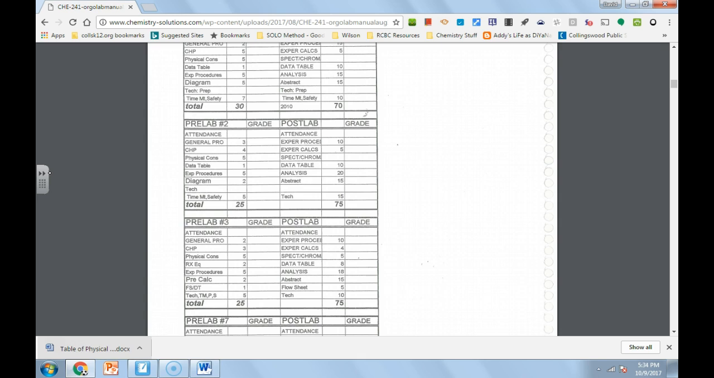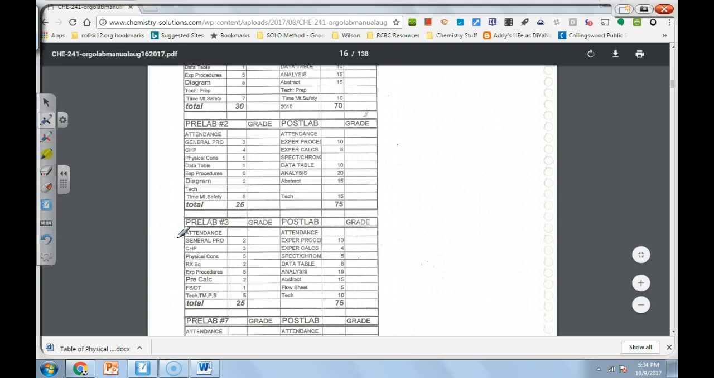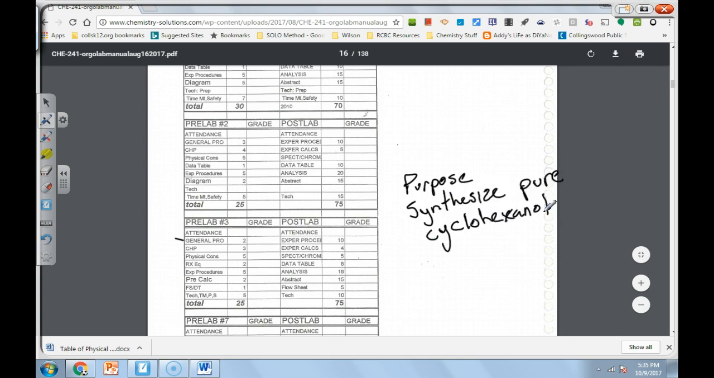Okay, so the first thing that I want to modify based on what we have already seen in the previous 2 labs is this guy when we're writing our purpose. The purpose of this lab, experiment 3, is to synthesize pure cyclohexanol. And there are a lot of learning purposes or educational purposes or objectives in this lab, but this is what we are going to write about when it comes time to doing our analysis. So that's really what you're trying to do.